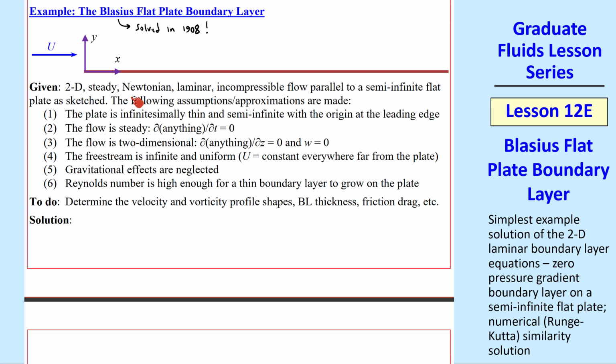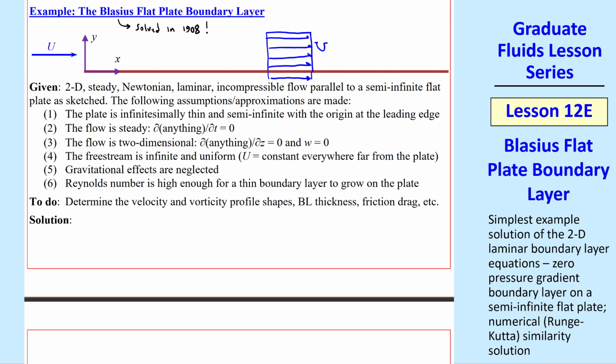We'll consider 2D steady Newtonian laminar incompressible flow. The plate itself is infinitesimally thin. Flow is steady, 2-dimensional. The free stream, of course, must be known. And here we simply have U equal constant everywhere. In other words, the outer flow is simply a uniform stream of constant speed capital U. This can extend below the plate as well, but we'll consider only the upper part of the plate.